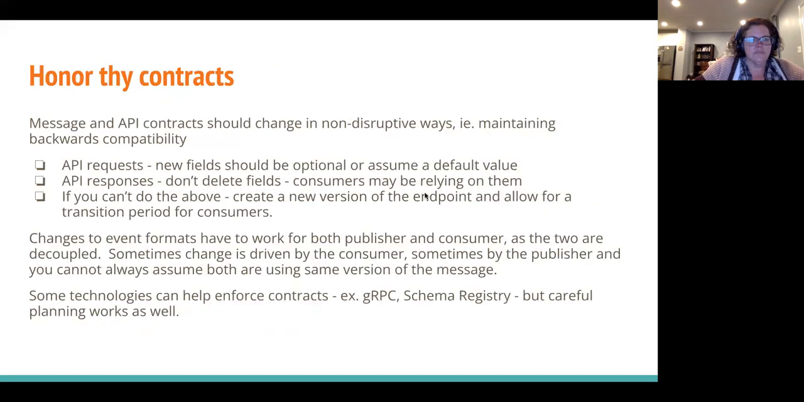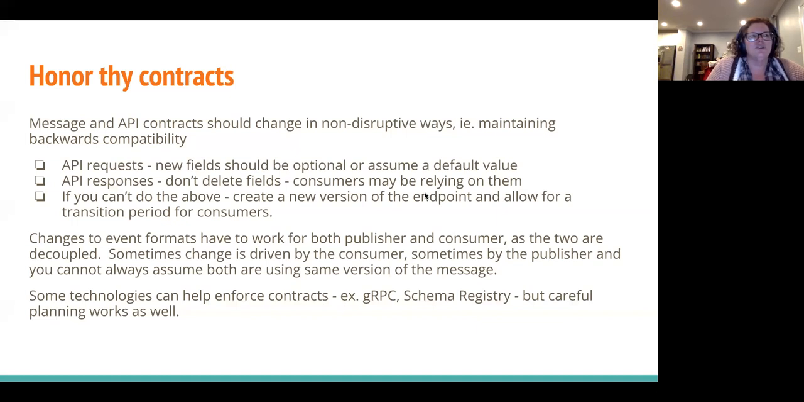So, honor thy contracts. Message and API contracts, which are, like we said before, the touch point between different applications, different services, should change in non-disruptive ways. You want to maintain backwards compatibility so that you don't break things. And luckily, there are some rules of thumb that are fairly easy to logic out.